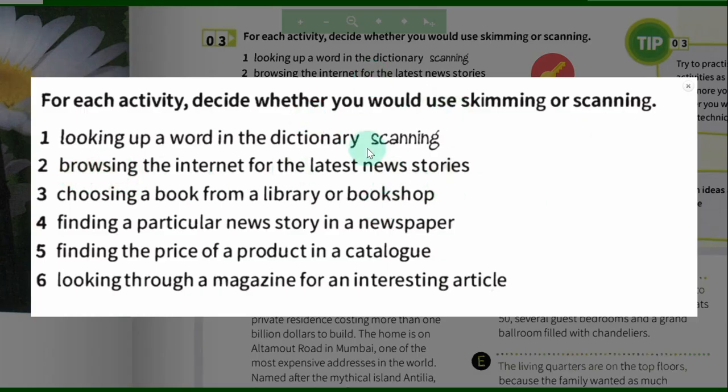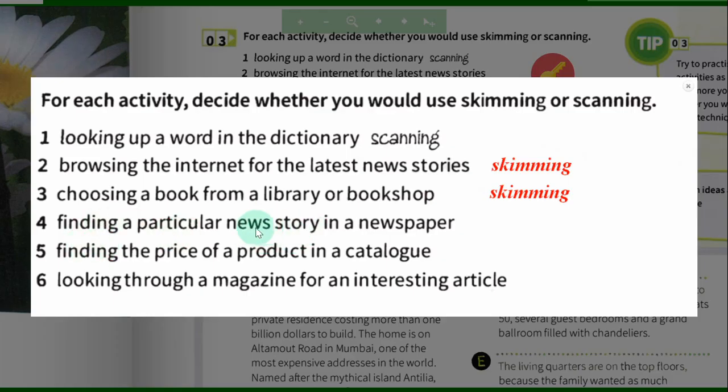Browsing the internet for the latest stories. What do you think? Take some time and think about it. What do you think browsing the internet for the latest news would be? Of course, it's skimming, because you're browsing news, which can take a longer time. So skimming is generally longer than scanning. Scanning is very short. Choosing a book from a library or bookshop. Do you do it quickly or slowly? Of course, you do it slowly, which is skimming basically.